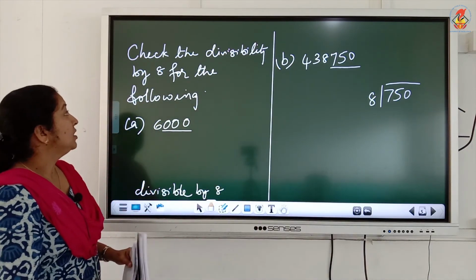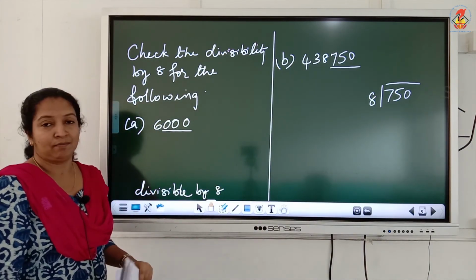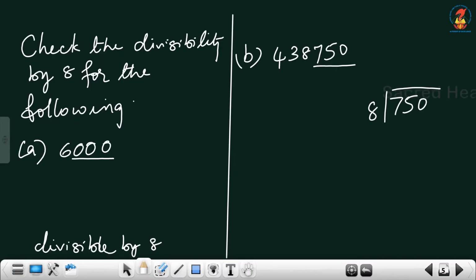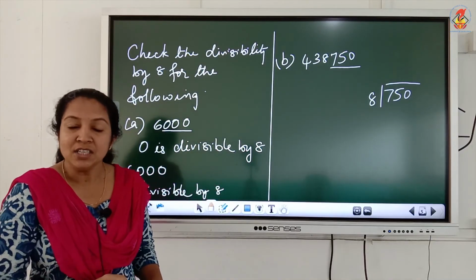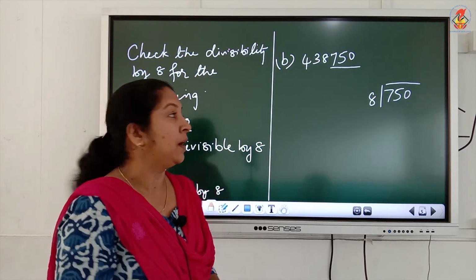Next question, check the divisibility by 8 for the following. For the first number given as 6000, the last 3 digits are 000, so it is clearly 0. 0 is divisible by any number except 0. So 0 is divisible by 8, so we can say 6000 is divisible by 8.